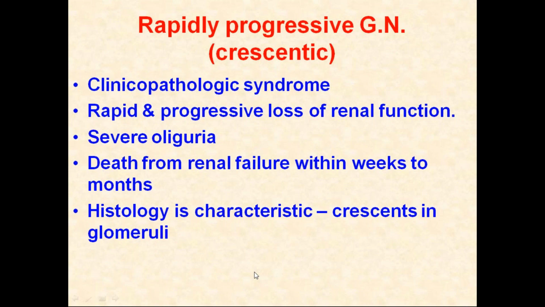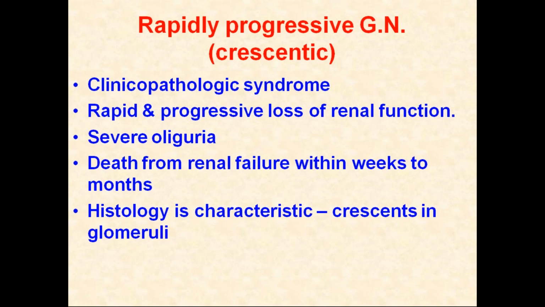Histology is characteristic, which is nothing but crescents in the glomeruli. So rapidly progressive glomerulonephritis is also called crescentic glomerulonephritis. It is a clinico-pathological syndrome. This condition progresses very rapidly, that's why it is called rapidly progressive, leading to renal failure. So the patient will have oliguria and death from renal failure very soon, within weeks to months.